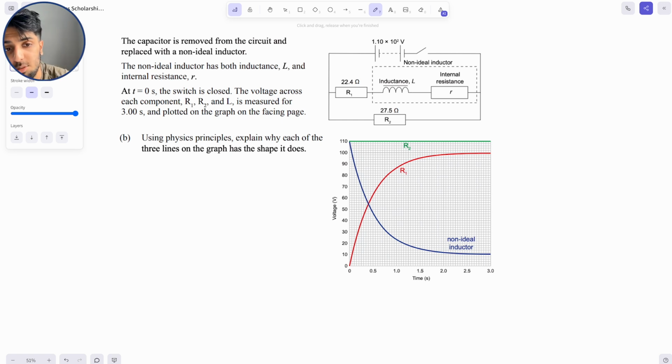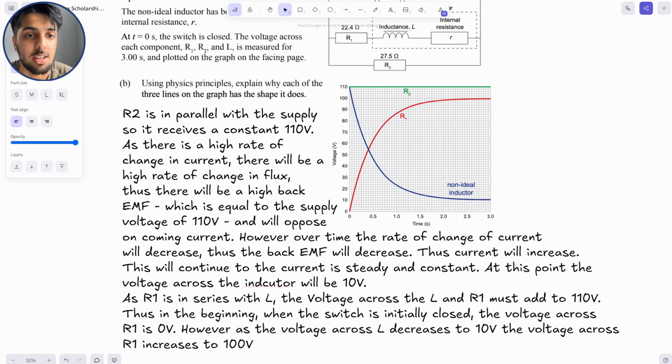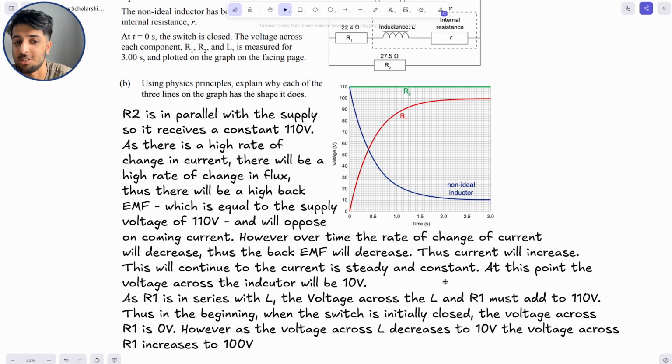Using physics principles, explain why each of these 3 lines on the graph has the shape that it does. Okay, so R2 is in parallel with the supply, so it receives a constant 110 volts, just like in the previous question. As there is a high rate of change in current, there will be a high rate of change in flux, thus there will be a high back EMF. This back EMF is equal to the supply voltage of 110 volts, and will oppose oncoming current.